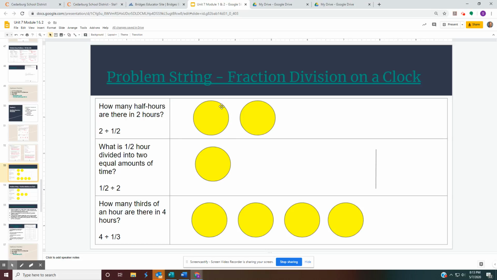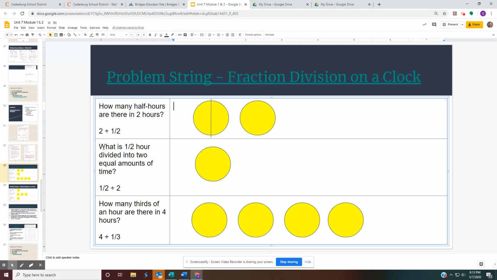So on your clock, go ahead and draw a line where a half hour would be, right? So I'm going to take my line here and I'm just going to divide it in half, right? Because from 12 to 6 is 30 minutes, and then from 6 to 12 is another 30 minutes. So I see that there are two 30-minute time periods in 1 hour. But if I have two of those hours, that gives me 2 times 2, which is 4.